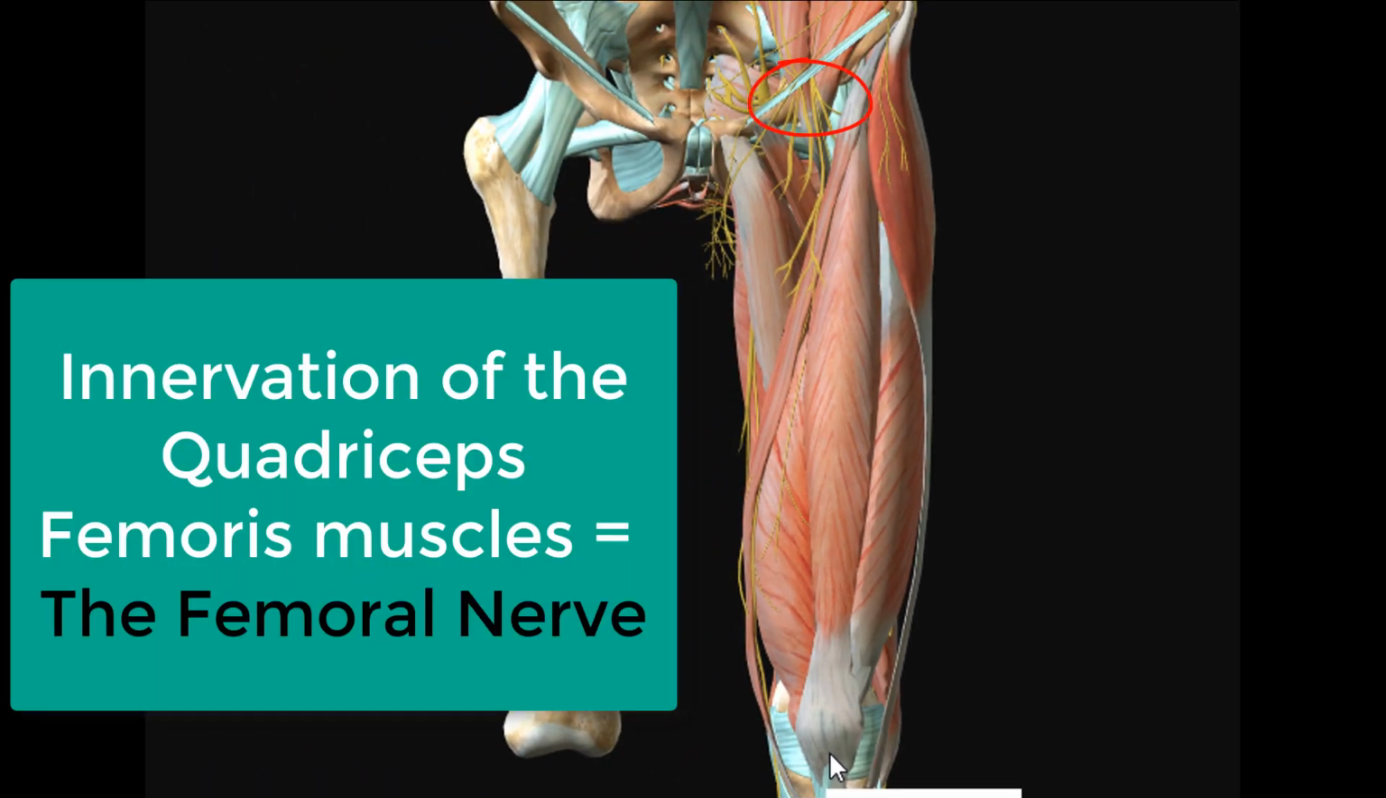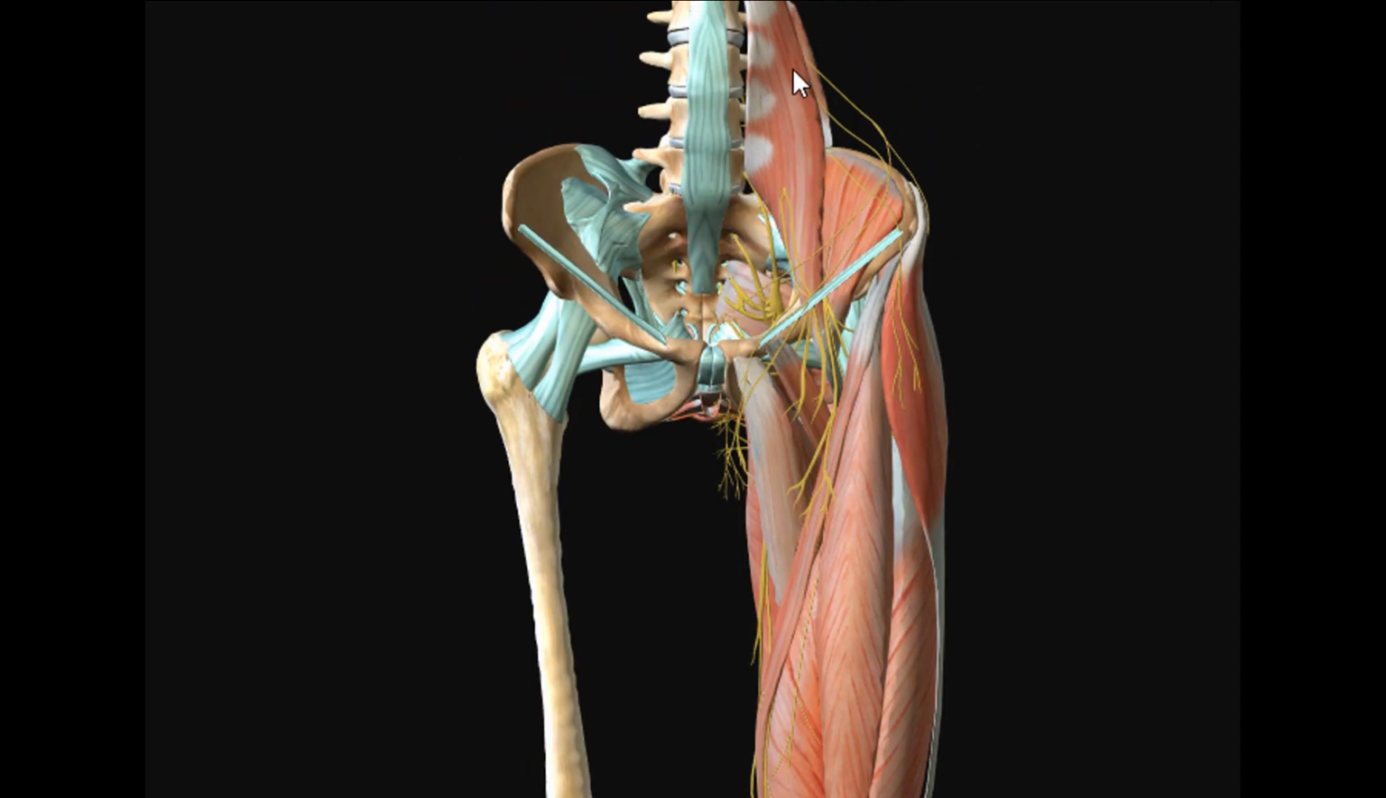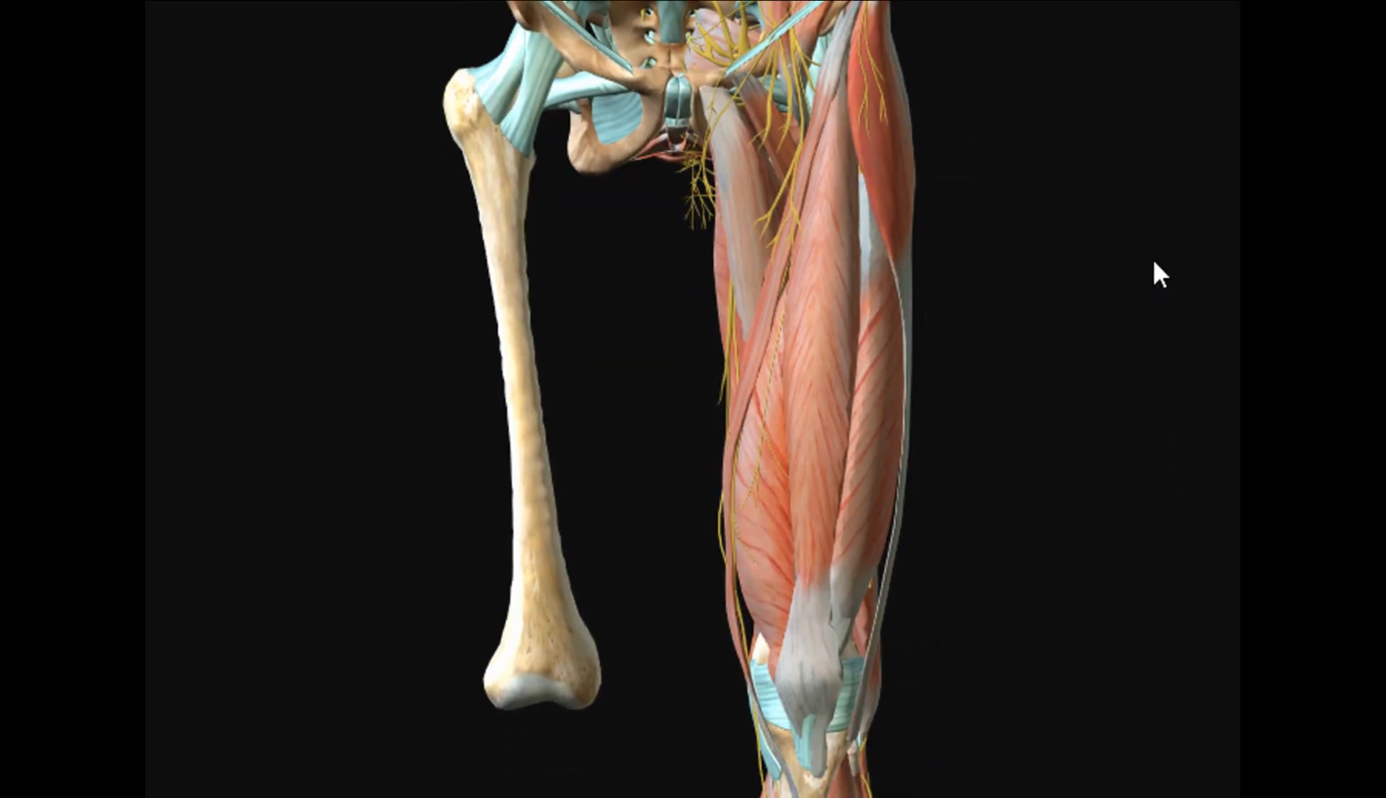So the femoral nerve supplies all the quadriceps group, the pectineus, the sartorius, and the iliacus. However, the psoas muscle, which was a little higher, is supplied by lumbar nerves. Okay, and that's all the anterior group that you'd need to know.